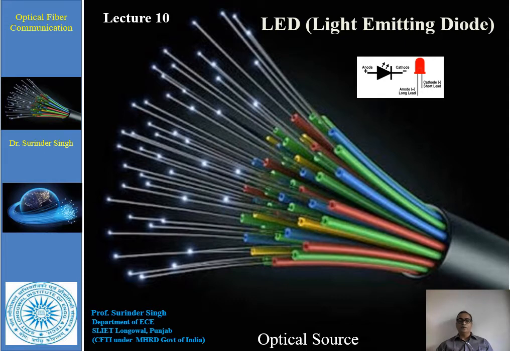So exclusively today I'm talking about a light emitting diode. Light emitting diodes and lasers are the sources which are available, and these sources are desired to have a high radiance, fast response time, and high efficiency. LED sources as well as laser sources are available as coherent and incoherent sources.